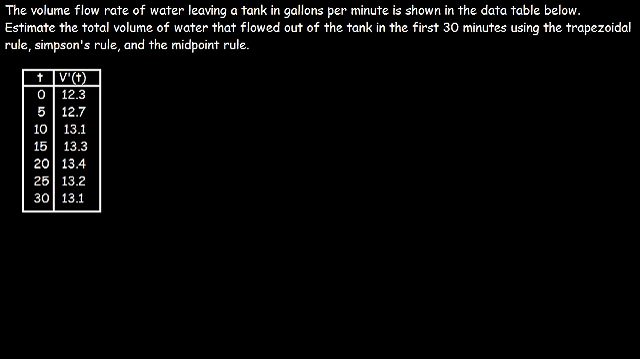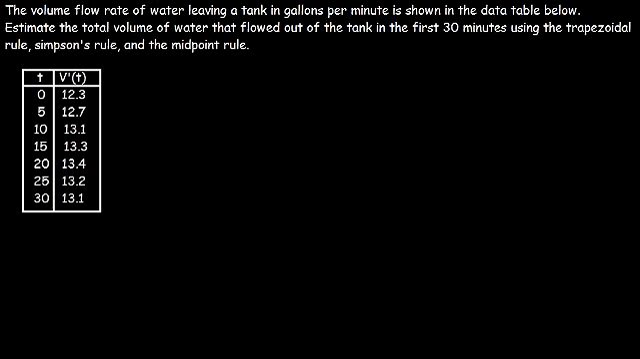The volume flow rate of water leaving a tank in gallons per minute is shown in the data table below. Estimate the total volume of water that flowed out of the tank in the first 30 minutes using the Trapezoidal rule, Simpson's rule, and the Midpoint rule. So take a minute, pause the video, and work on this example.